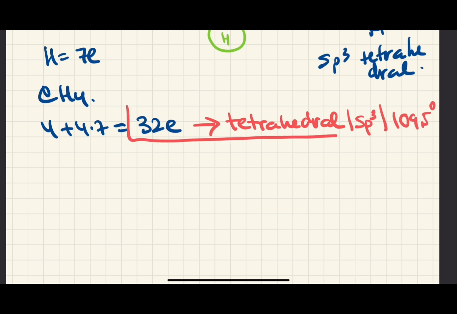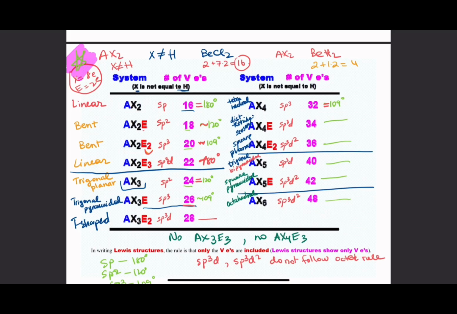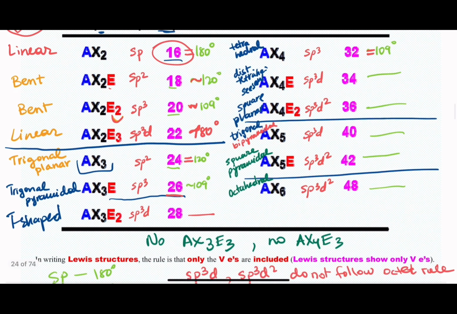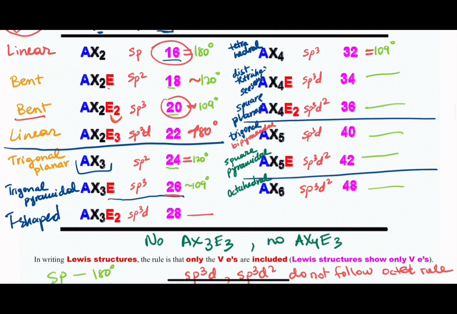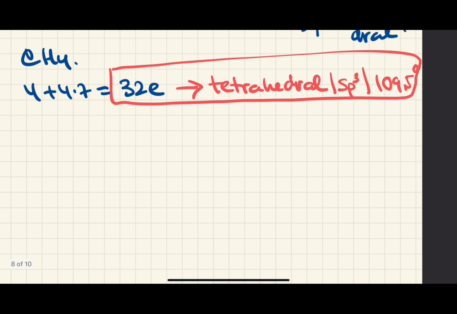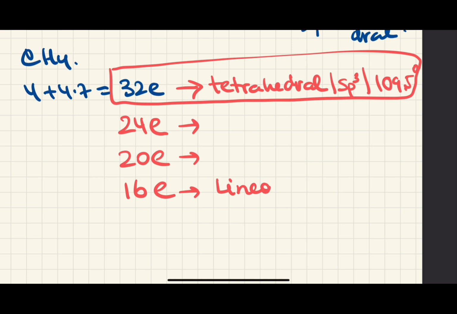You just memorize this, okay? And then I will give you a couple of them that you need. You only need the linear, which is 16. You need a bent, which is 20, and you need trigonal planar, 24. So 16, 20, 24. So we have 24 electrons, 20 electrons, and 16 electrons.